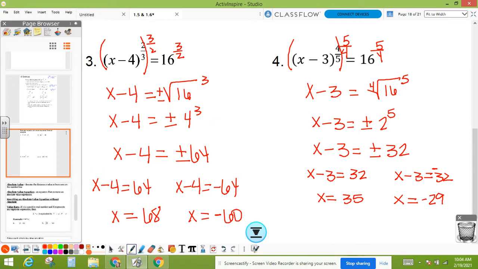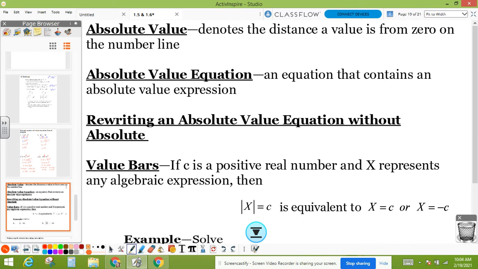All right, so absolute value equations is the other. So we have to understand what absolute value means. So it's distance from 0. An absolute value equation is an equation that has an absolute value in it. So remember, absolute value are these little bars right here.